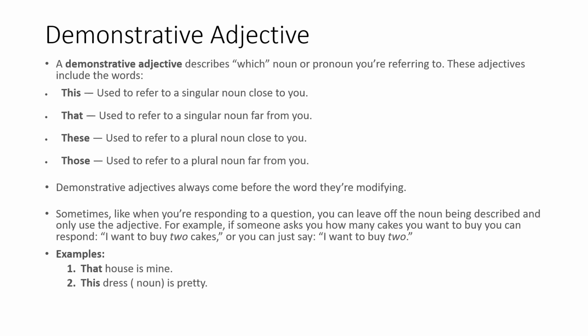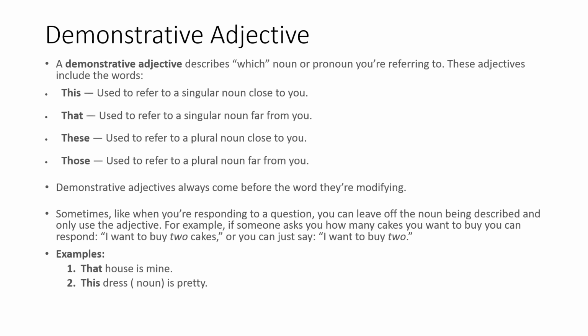These is used to refer to a plural noun which is close to you, and those is used to refer to a plural noun which is far from you. Demonstrative adjectives always come before the word they are modifying. Sometimes, like when you are responding to a question, you can leave off the noun being described and only use the adjective. For example, if someone asks you how many cakes you want to buy, you can respond, I want to buy 2 cakes. Or you can say just, I want to buy 2.